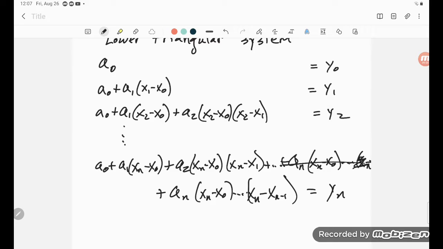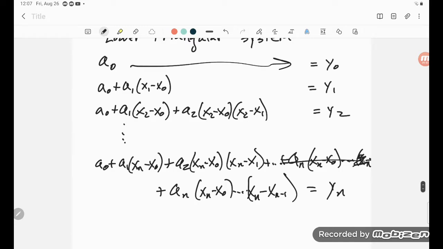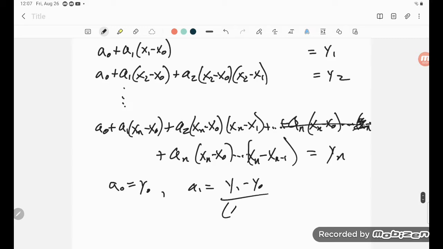So you see what happens is, I can tell you this right off, a0 is y0, right? a0 is y0. But then, once I know that, I can tell you that a1 is equal to the y1 there, minus the a0, but that'd be y0, and then divided by x1 minus x0. And then I could get a2.